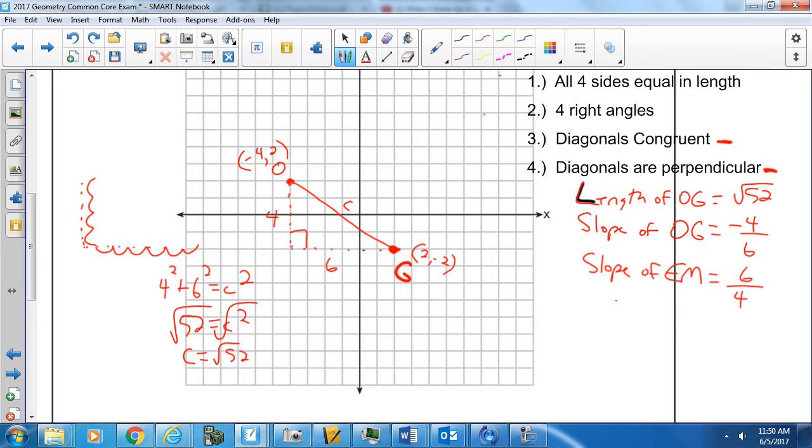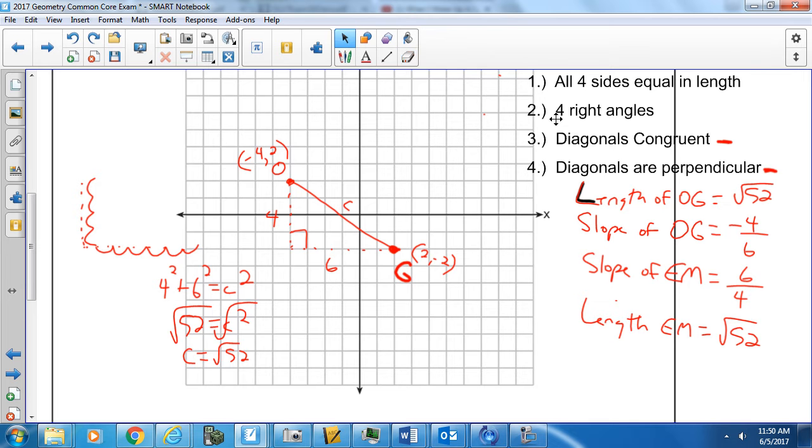That means that the length of EM also has to be the square root of 52. And wherever we put our points, they have to give us a length of the square root of 52. So that's something good to know. All right.